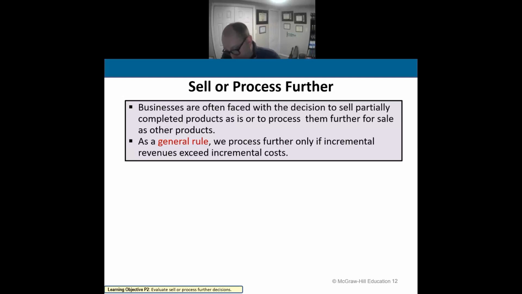Now, the decision is, do we sell the oil as it is, or do we process it further into another product, such as kerosene, gasoline, or some other petroleum product? The general rule that we take here is that we'll process it further if it generates additional revenue over the incremental cost. What does that mean? Incremental means additional, right? So if my additional revenue is greater than my additional cost by processing it further, I'll probably process it further.